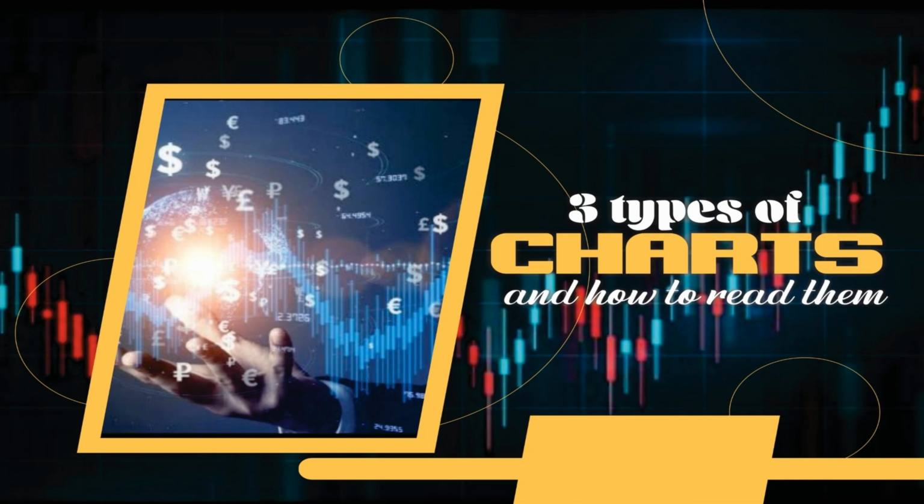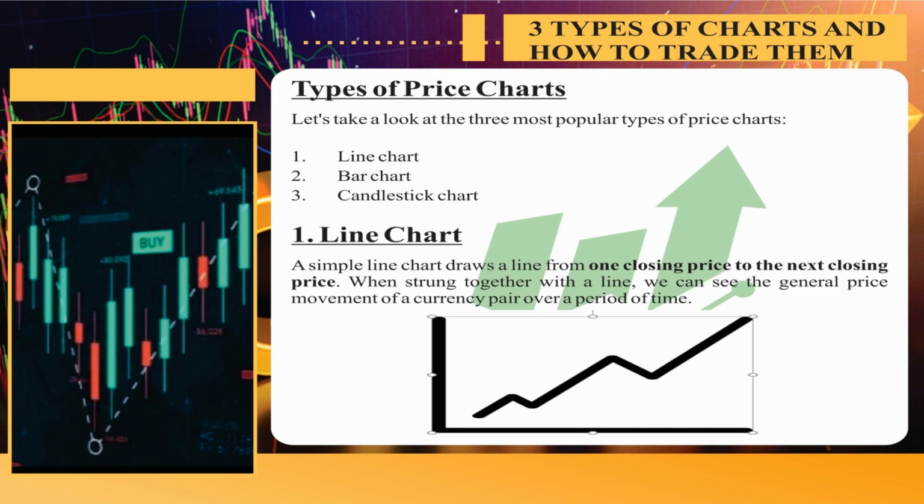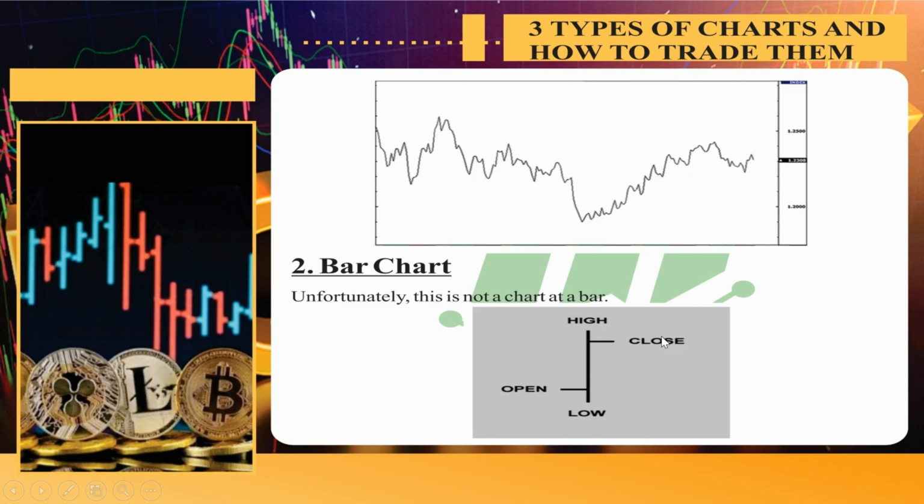So here we'll be talking about the three types of charts which technical analysis uses. The first type of chart is called the line chart. The line chart is just a line that depicts the trend. For example, we can see that it's showing upward, meaning that the market is going up. The second one is called the bar chart. You can see it has four different elements: the high, the close, the open, and the low.